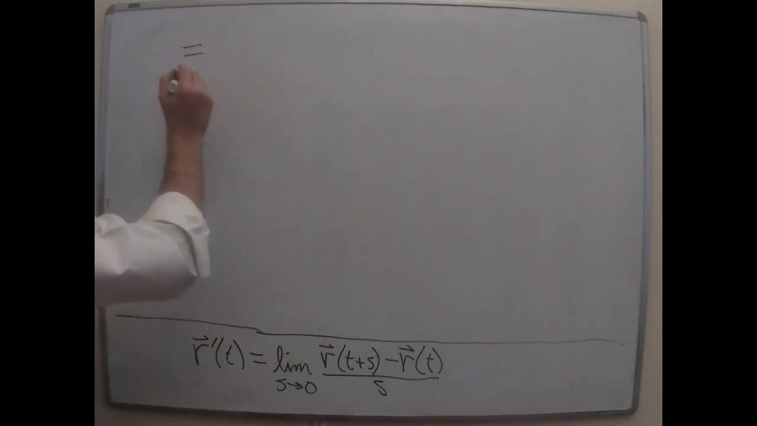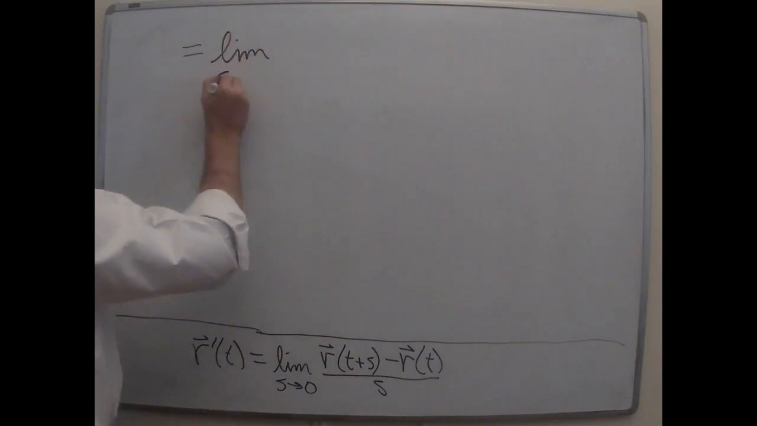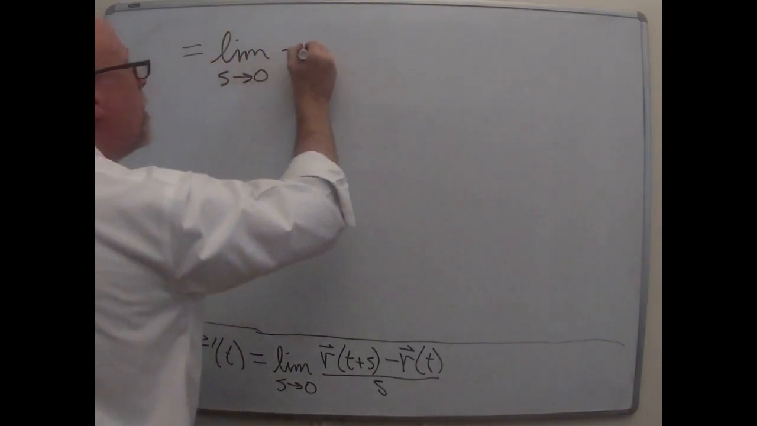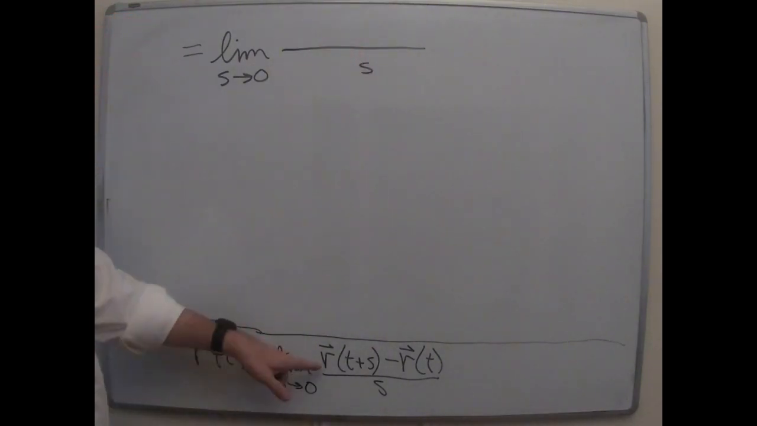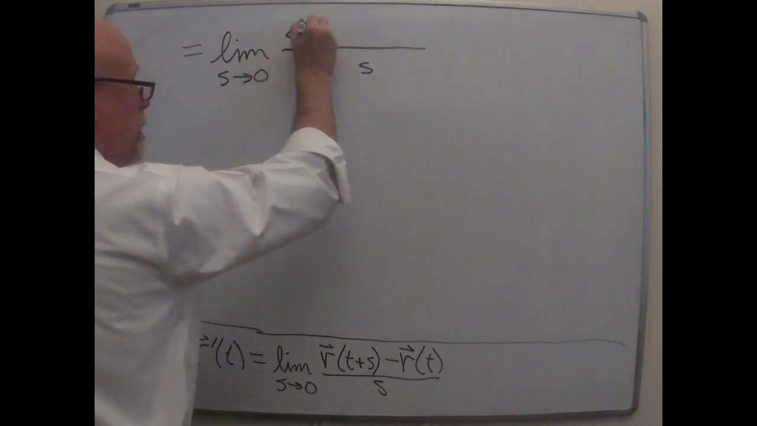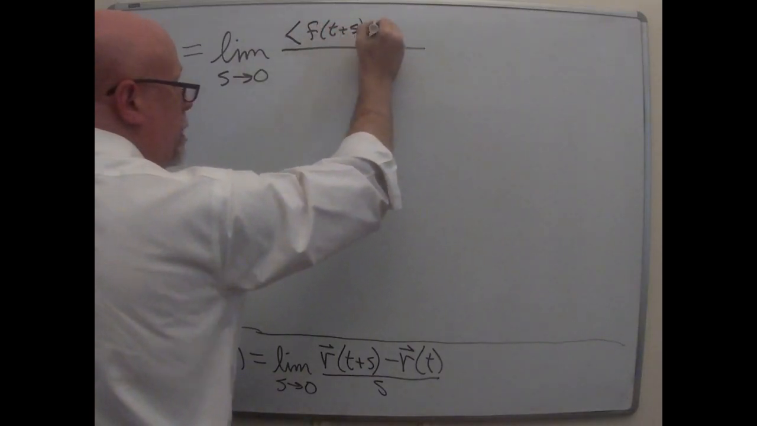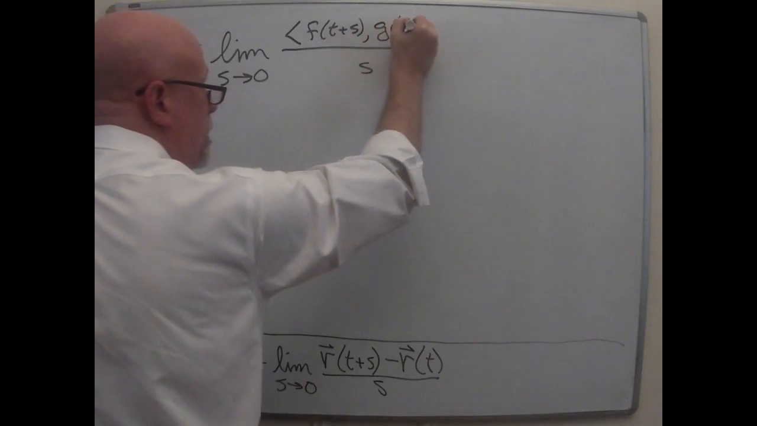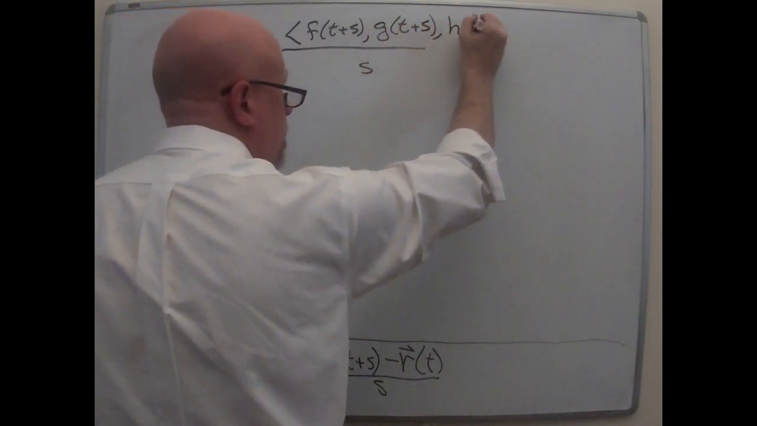Let me do that. Okay, we'll have the limit as s goes to 0. We'll have this big fraction with s in the bottom of it. But upstairs, we're going to need the vector function r, evaluated at t plus s. That looks like this. It's got f at t plus s, and g at t plus s, and h at t plus s.